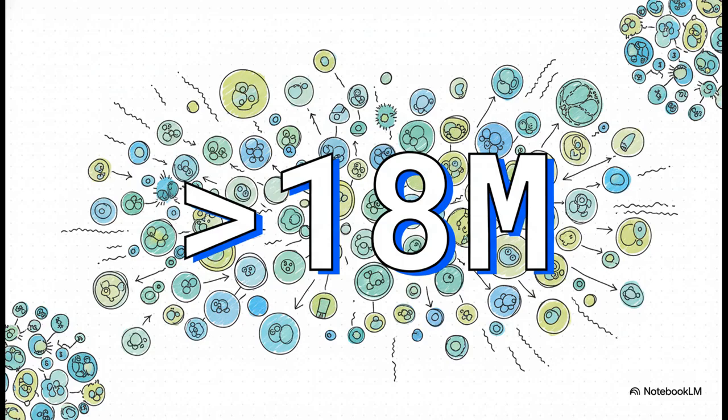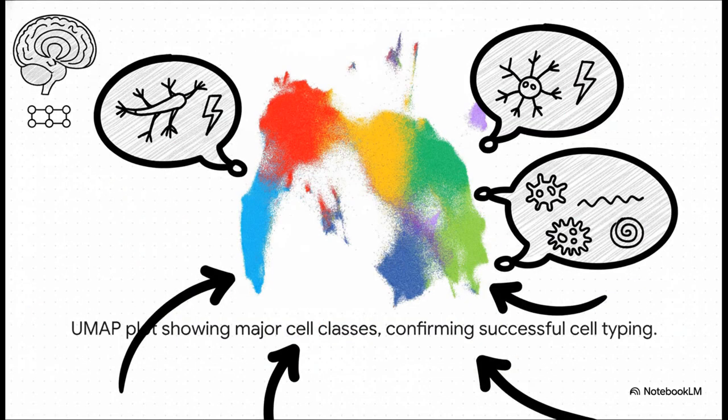This scale provides the statistical power and cellular resolution that's required to detect subtle patterns of spatial organization that would otherwise be undetectable in smaller datasets. Now, before analyzing spatial patterns, it's necessary to validate the cell type classification. This is a UMAP plot from Figure 1C.